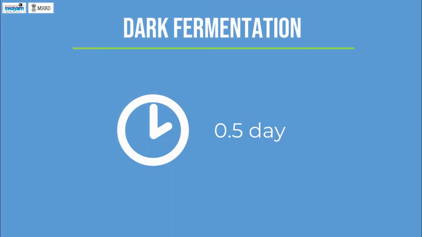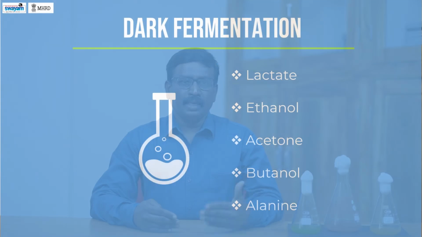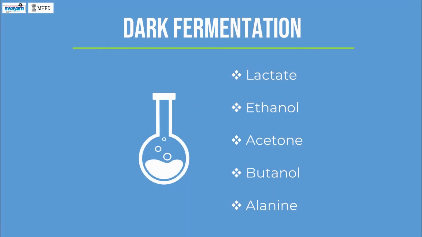Hydraulic retention time. This measures the average time for which a compound remains inside the reactor. It has been reported that a hydraulic retention time of half a day can provide maximum hydrogen yield. Hydrogen concentration. When the concentration of hydrogen increases beyond a specific value, the process shifts to produce more reduced substrates such as lactate, ethanol, acetone, butanol or alanine.